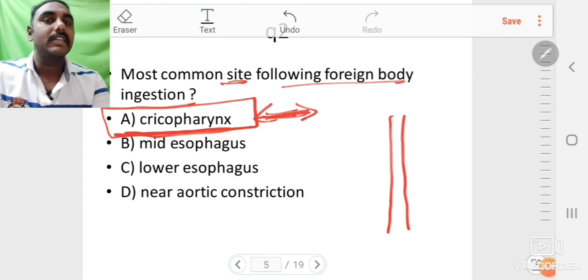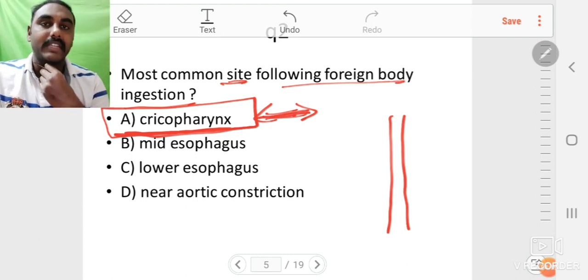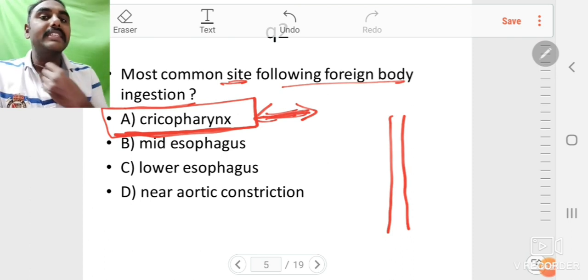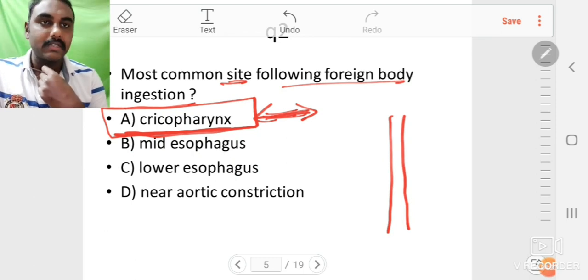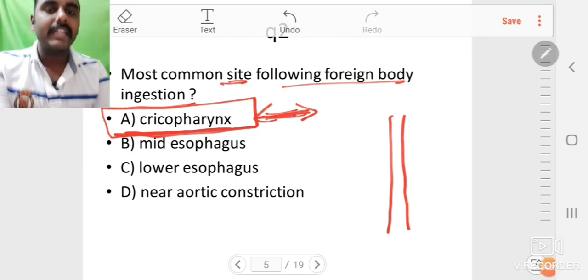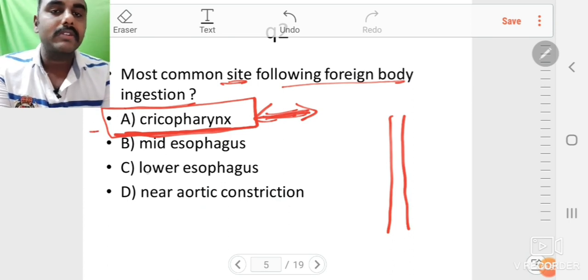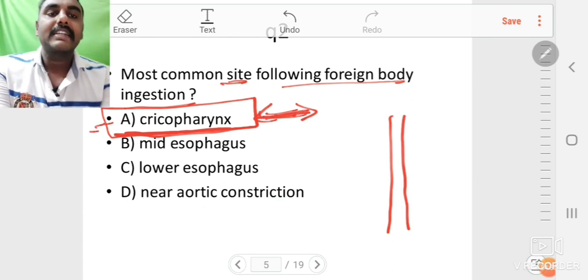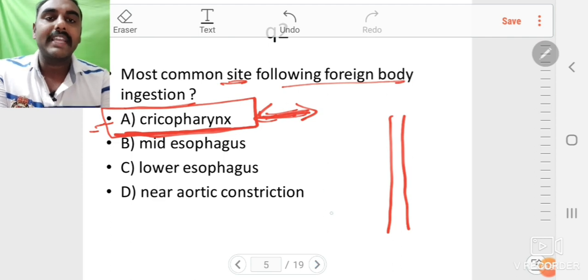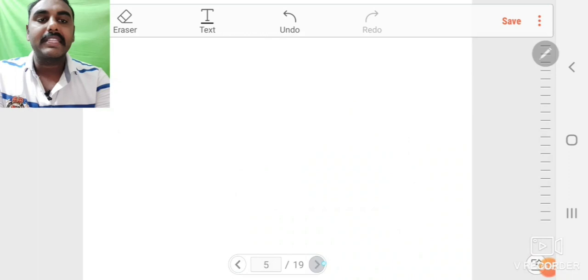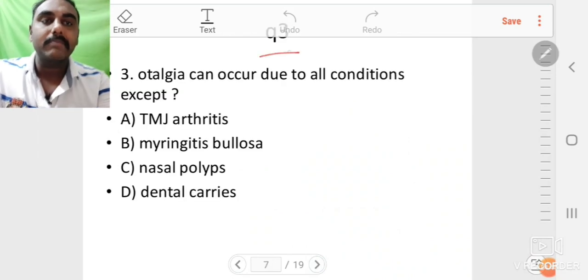So any foreign body taken, maybe a coin in children, or a chicken bone, goes and sticks in the cricopharynx. If it crosses the cricopharynx, it may easily go down, but the cricopharynx is the narrowest part where it gets stuck. So this is a straightforward one-liner. The aortic constriction is there, but the narrowest part is the cricopharynx. The most common site of foreign body ingestion is the cricopharynx in the food pipe, not in the breathing tract. Coming on to question number 3.